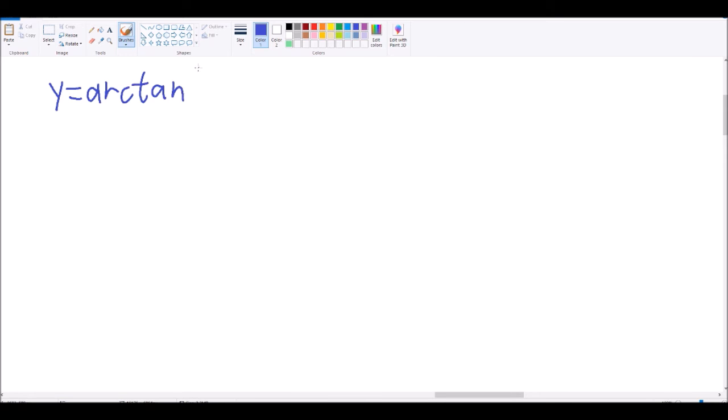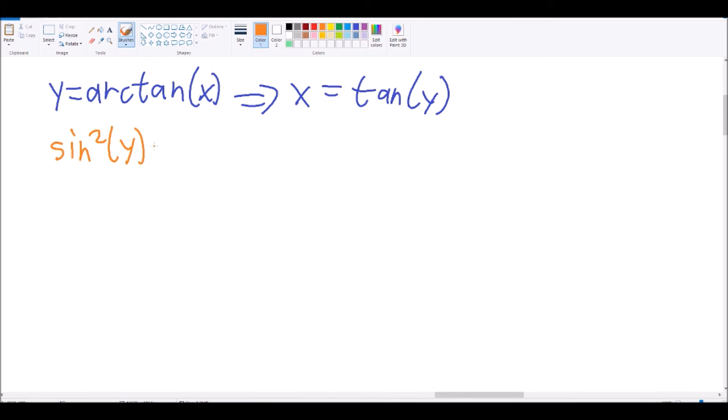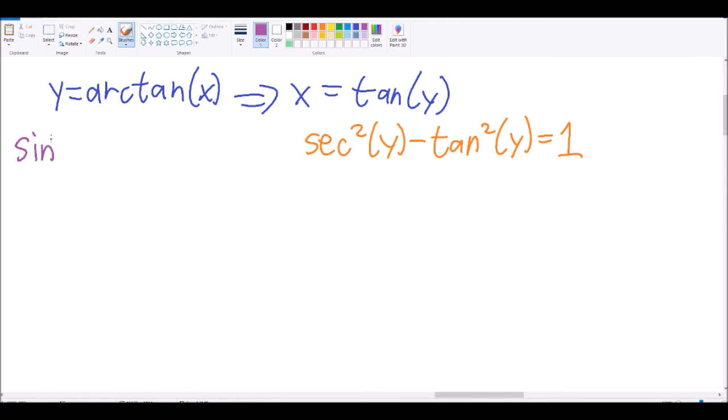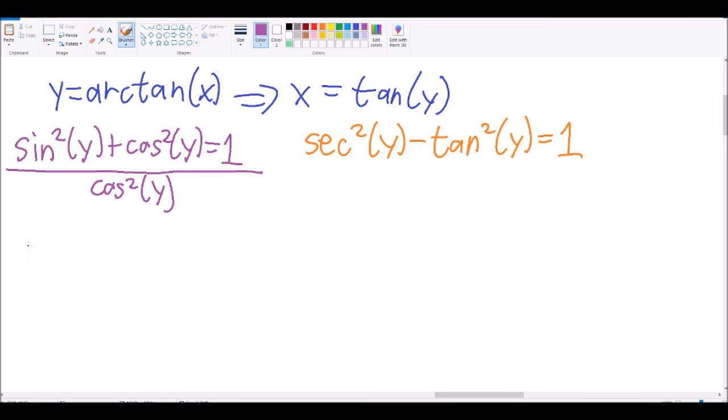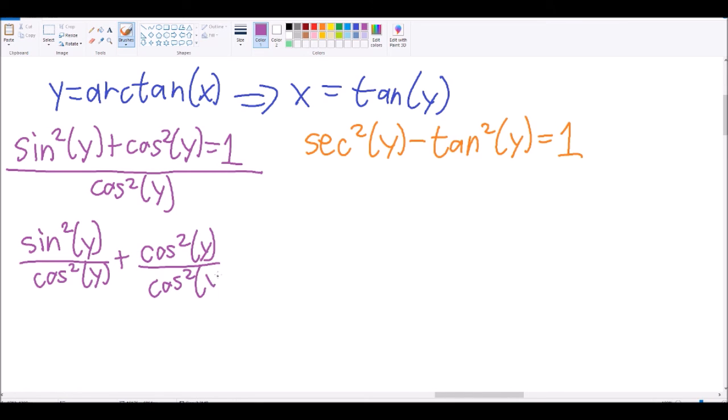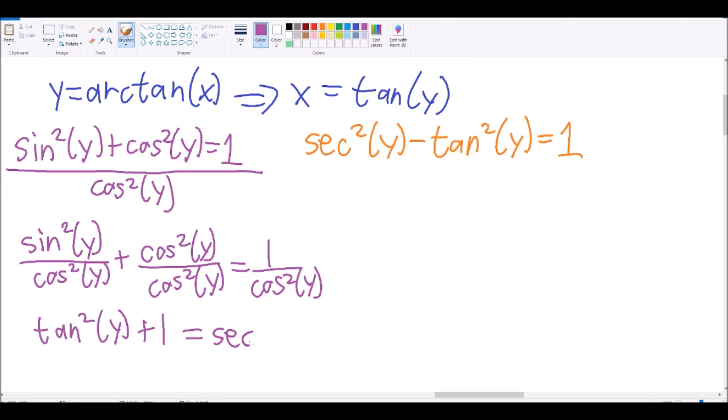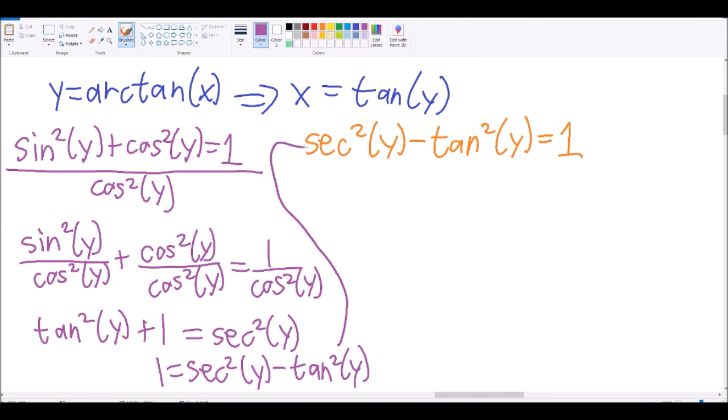If we say y equals arc tangent of x, then x equals the tangent of y. There's a trig trick that lets us convert from tangent to secant. That's secant squared of y minus tangent squared of y equals 1. This, by the way, comes from taking the sine and cosine trig trick and dividing by cosine squared of x. See, tangent and secant are not that useful.